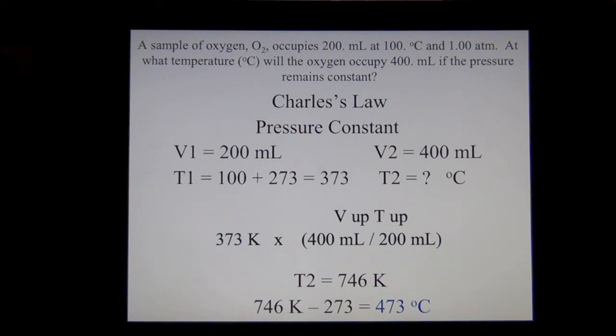So if our volume's going up, our temperature's got to go up, we got to set up this fraction so that we get a number greater than 1. So our volumes here, 400 over 200, will give us a number greater than 1. So if we multiply our Kelvin temperature, the 373, by our volume fraction, then we will get our new temperature of 746 Kelvin. And then subtracting the 273, our final answer here in Celsius based on our volume going from 200 milliliters up to 400 milliliters would be the 473 degrees Celsius.